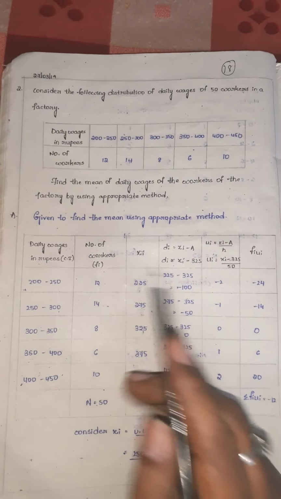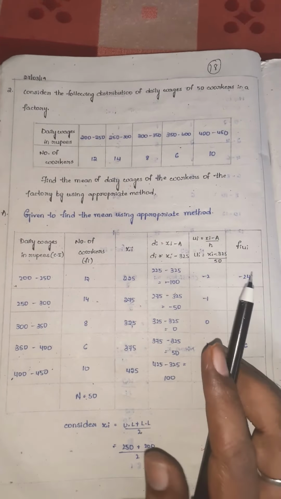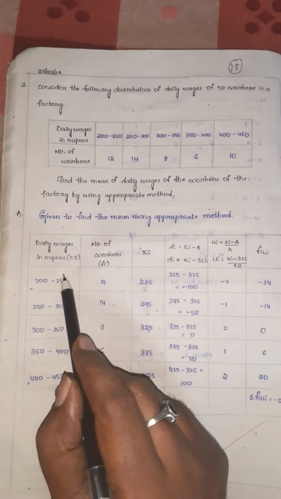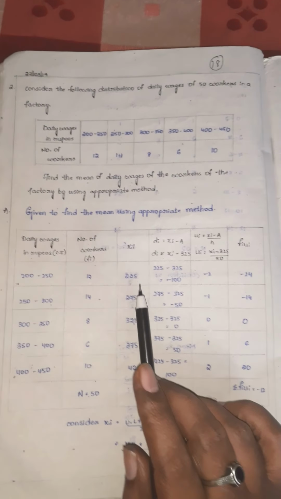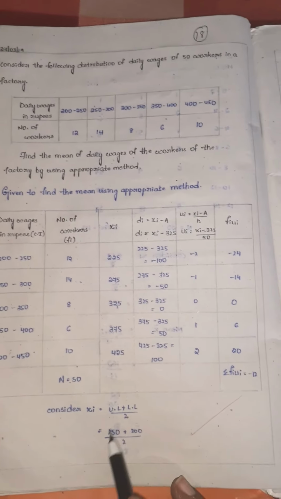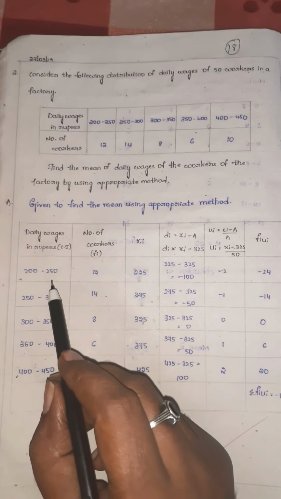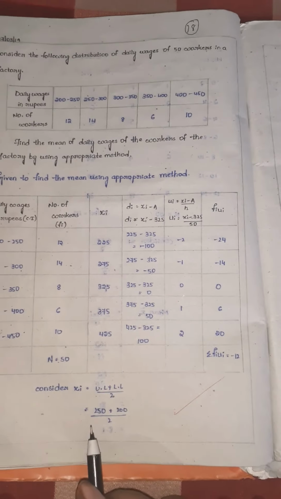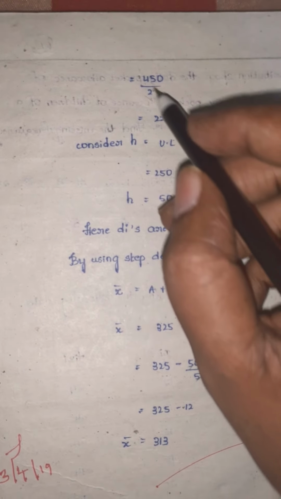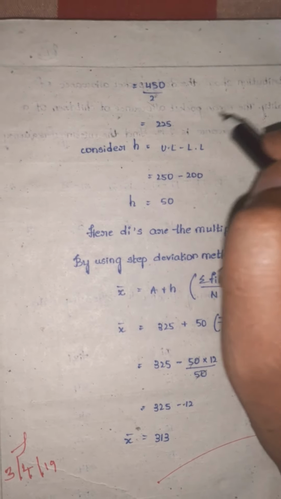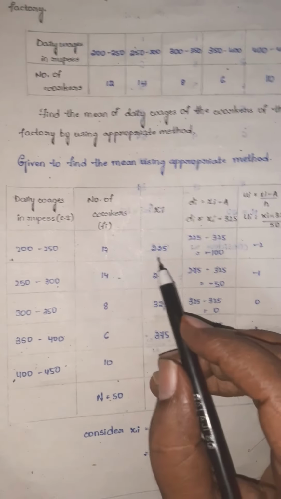So this is grouped data and exclusive data also. Why? Because the upper limit and lower limit of consecutive classes are the same. So we have to convert this grouped data into ungrouped data by using the formula xi equals UL plus LL by 2. So 250 plus 200 is 450 by 2. We are getting 225.